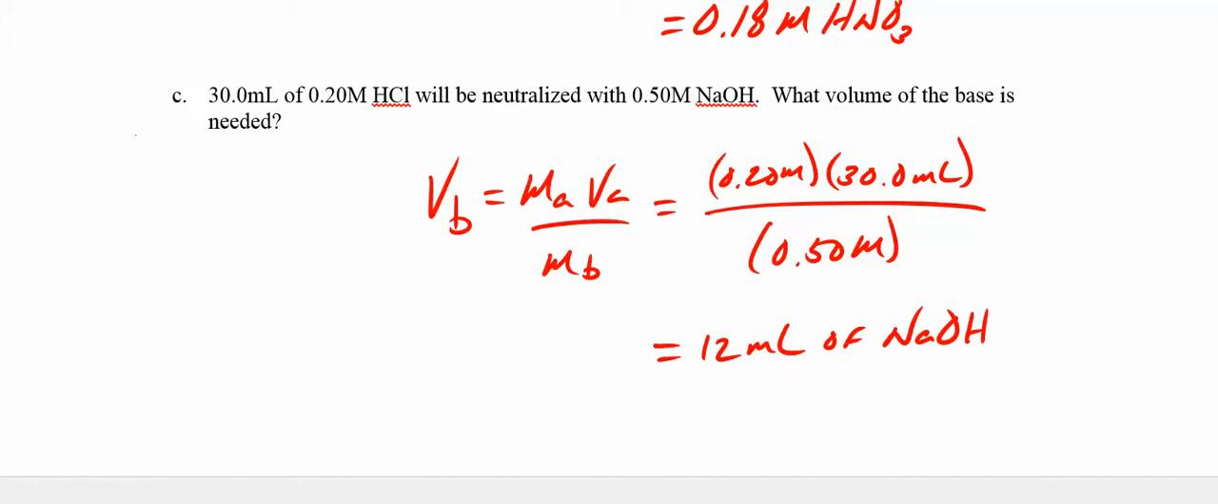We're going to rearrange the original equation to give us V sub B is equal to M sub A times V sub A divided by M sub B. We'll plug in. That's equal to 0.20 molar times 30 milliliters divided by 0.5 molar. Do the calculation and you will get 12 milliliters of sodium hydroxide. That'll do it for C, and that'll do it for this worksheet.